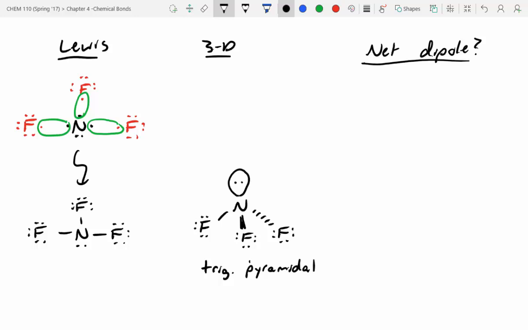All right, so does this have a net dipole? Yeah, absolutely. If we look at it, all the fluorines are puckered down. That means the electron density is going to be pulled towards the fluorine. So this does have a net dipole. And if we were to draw the vector showing the direction of the dipole, I would show it going straight down, and we're pulling electron density away from the side of the molecule that has the lone pair.